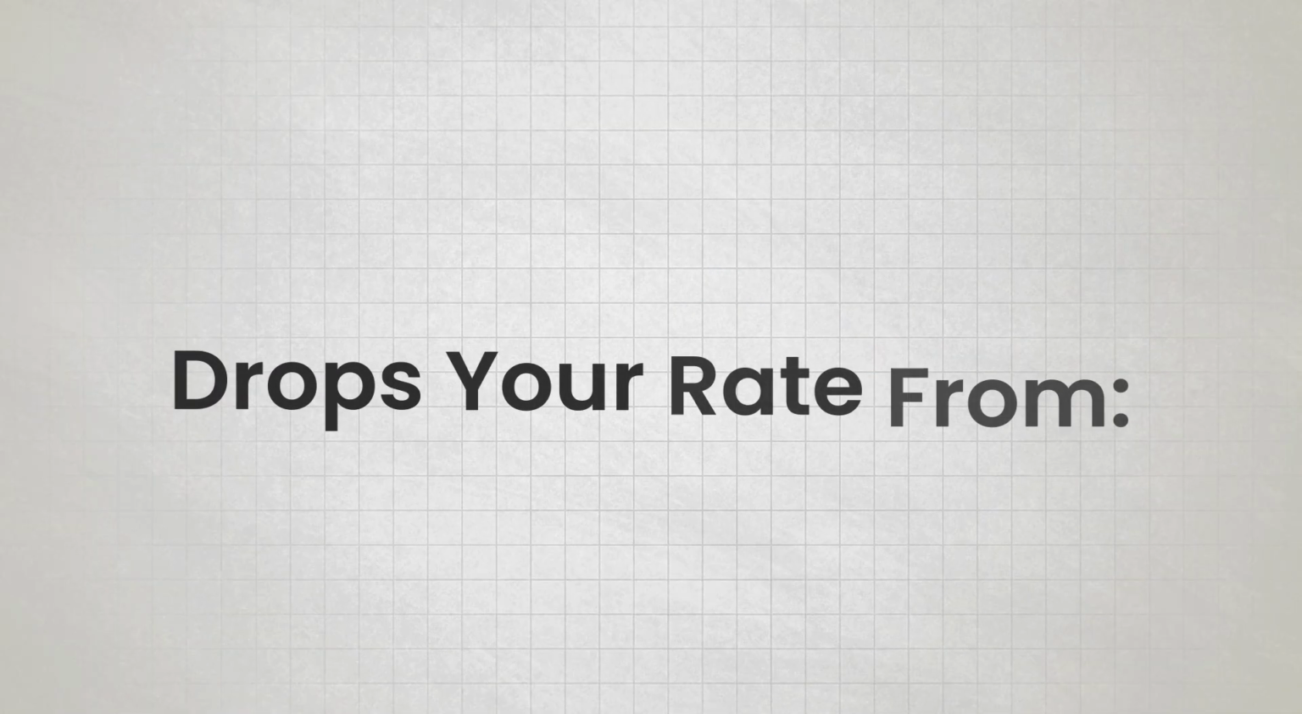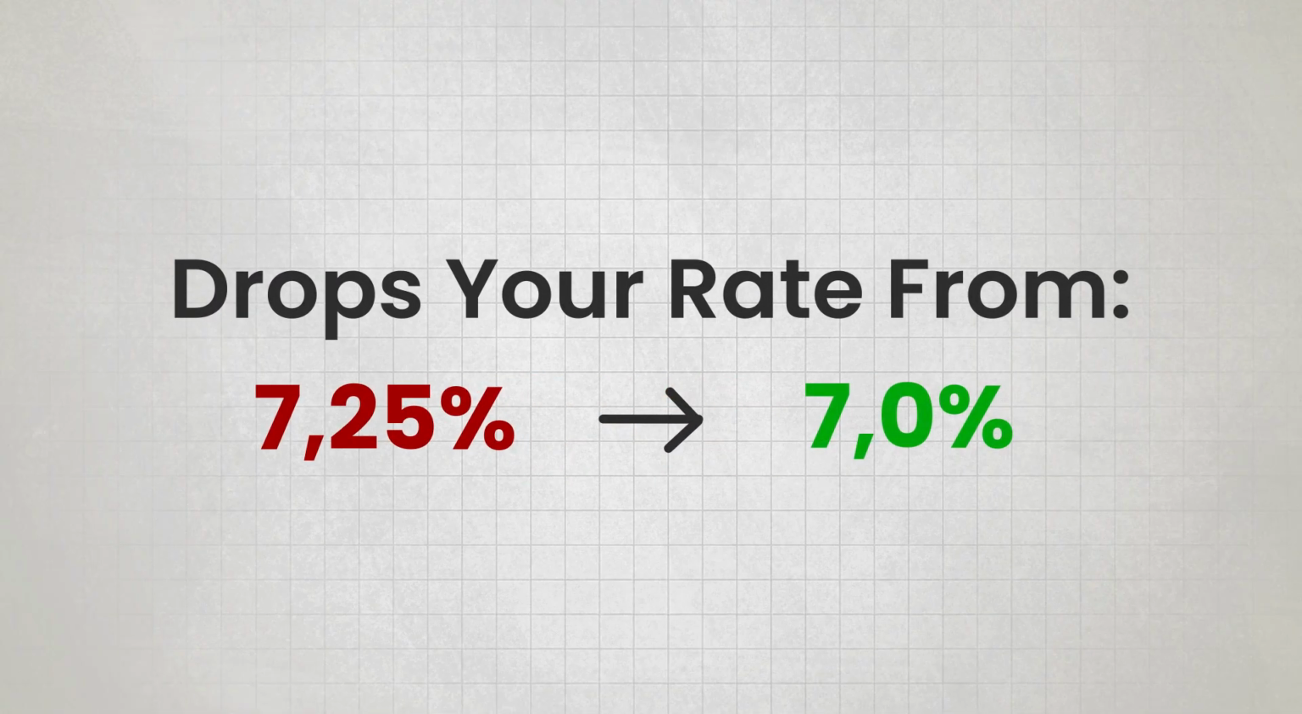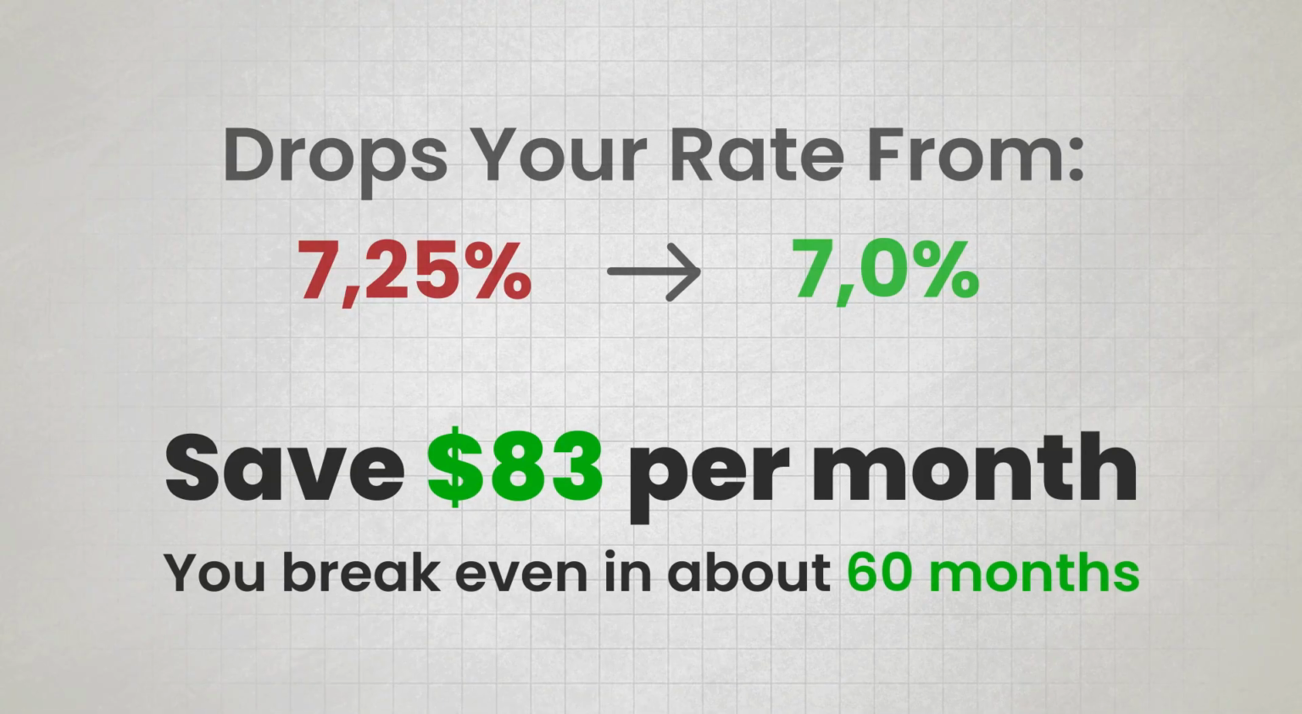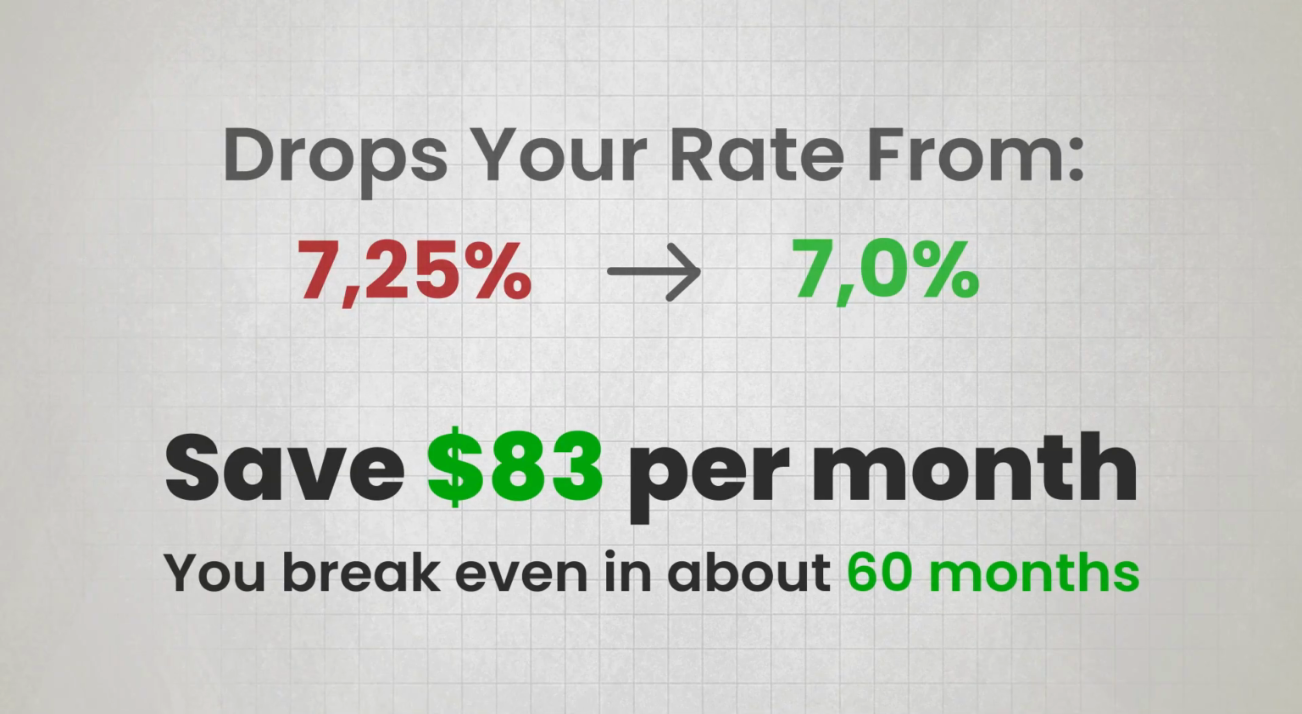If that drops your rate from 7.25 to 7, you save about $83 per month. You break even in about 60 months and save money every month after that. For long-term buy and hold investors, buy downs are one of the smartest moves you can make. And remember, you can often use seller's concession to fund the buy down, so it doesn't even come out of your pocket. Let me tell you how this works in real life.